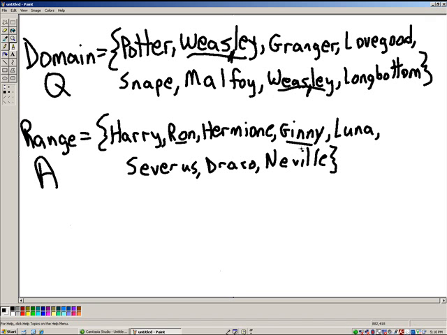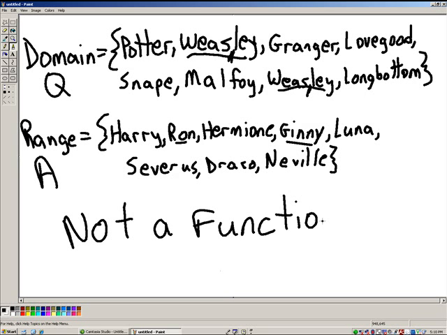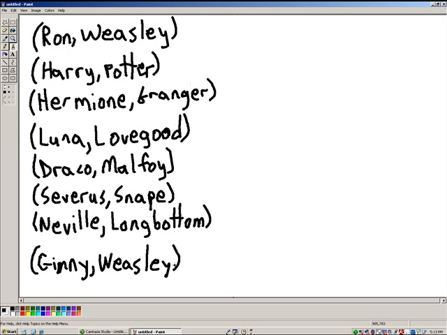There's two possible answers for that, so this is not a function. It's still a relation. Those sets of data are related to each other, but it is not considered a function. The function's data can also be listed like this. These are what's called ordered pairs.